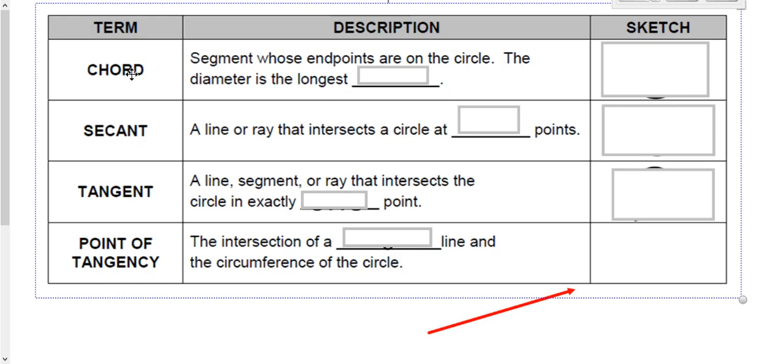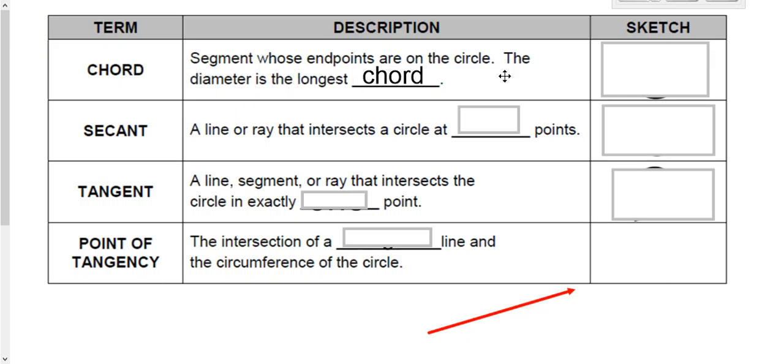So first, some terms. We've seen this term before. A chord is a segment whose endpoints are on the circle. So it is a segment. And of course, the diameter is the longest chord. So here's a little sketch of two chords. Here's the diameter, the longest chord, just a segment, not a line. Same here. Here's a chord right here where the two endpoints are on the circle.